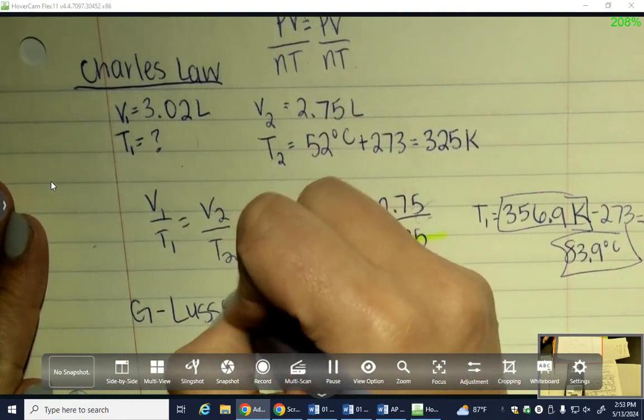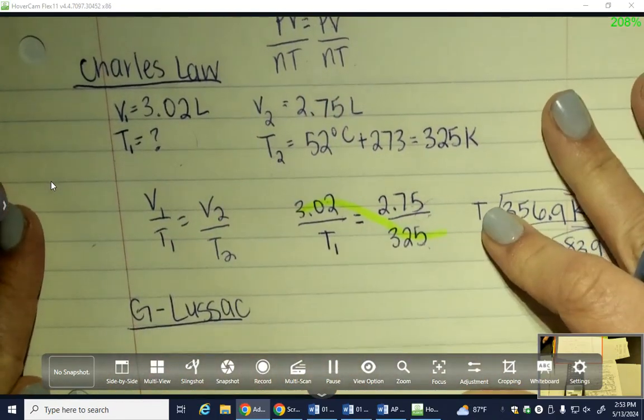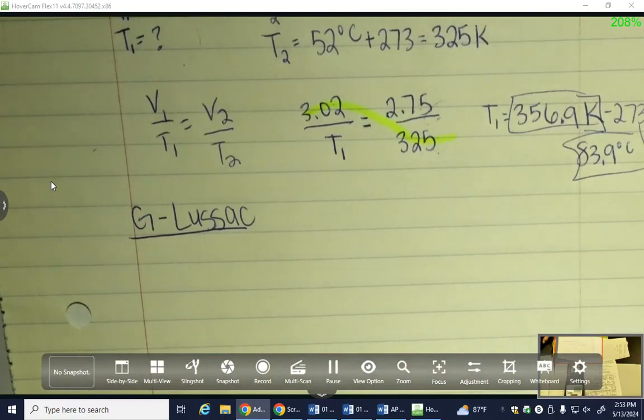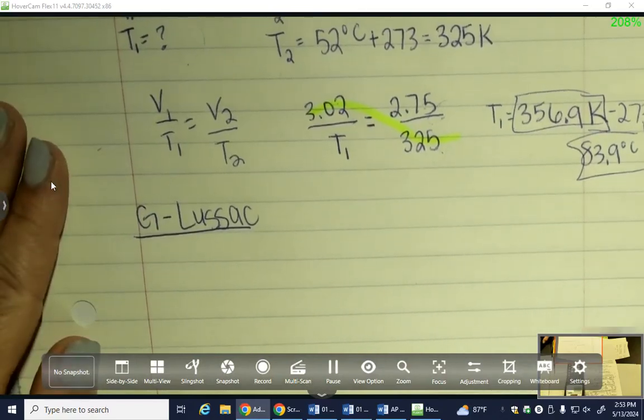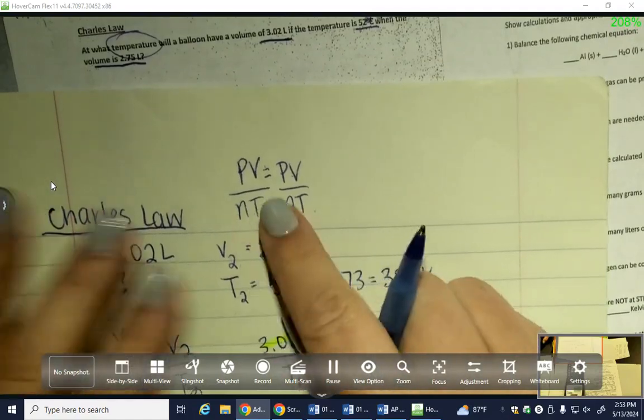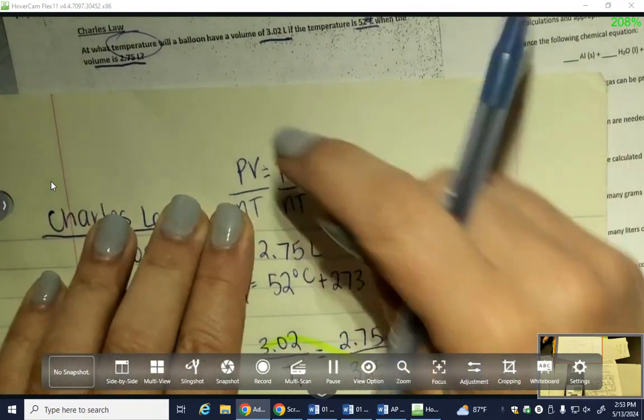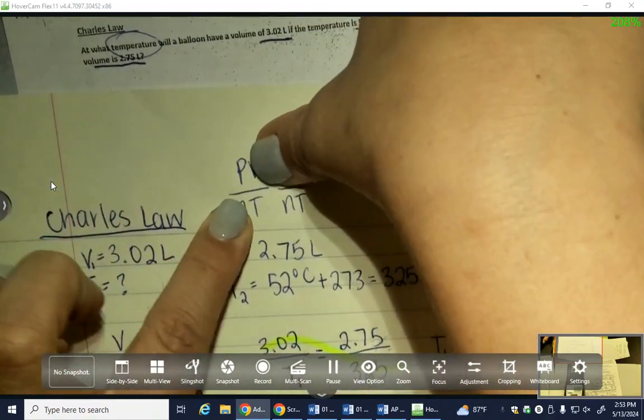Gay-Lussac. According to our notes, that one had to do with pressure and temperature. So looking again at our combined gas law, when we're reading through the problem, we would have seen pressure and temperature was all that was left. So you have P over T is equal to P over T.